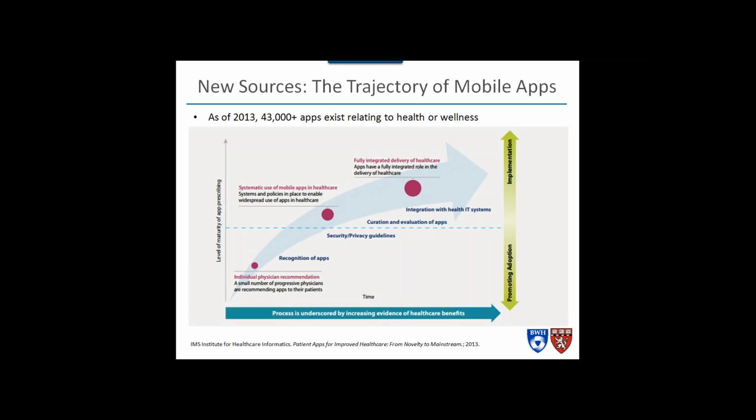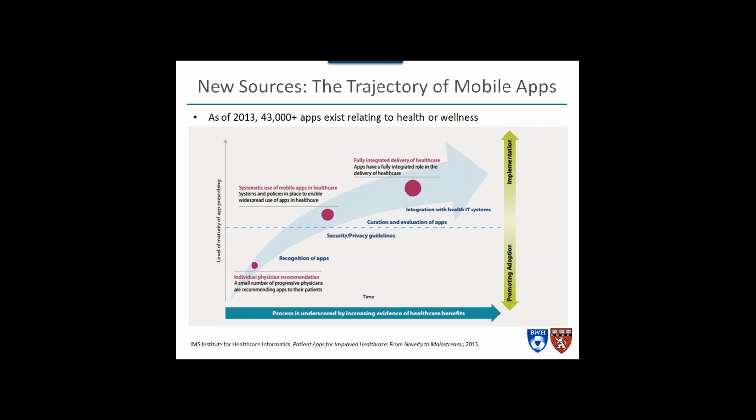There are a variety of new sources of data, and one of these is mobile applications. The number of mobile apps has just absolutely skyrocketed, and what's happening over time is that the number of these apps and how much they're being used is going up rapidly. So this figure suggests that early on, physicians might suggest apps. Eventually, we may get to the point where there's systematic use of mobile apps in healthcare.